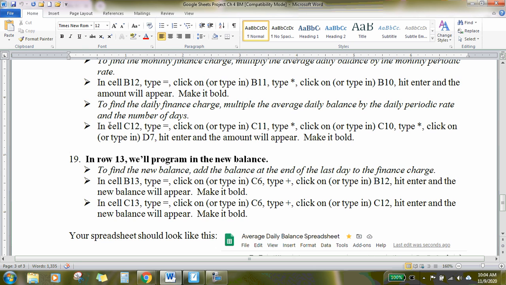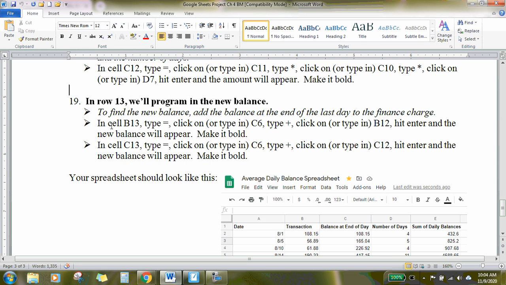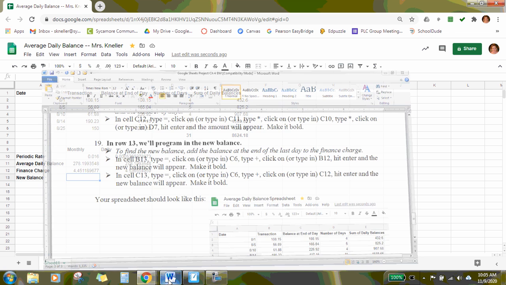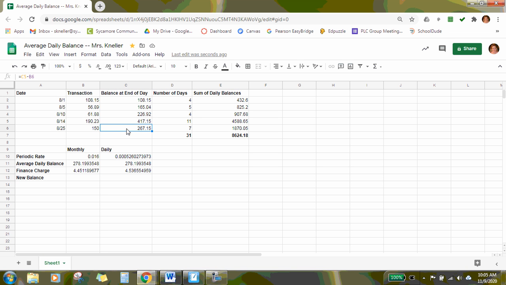All right. So last step, we're going to find our new balance. So the balance then is just going to take your average daily balance. Oh no, it's not. It's going to take your balance at the end of the month, and then it's going to add the finance charge. Okay. So we're going to have to go back up to the cell C6 right here, 267.15. That was our balance at the end of the month, and then we're going to add the finance charge for the monthly and the daily.